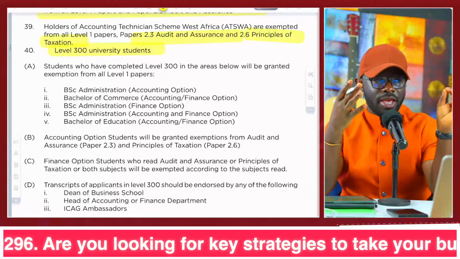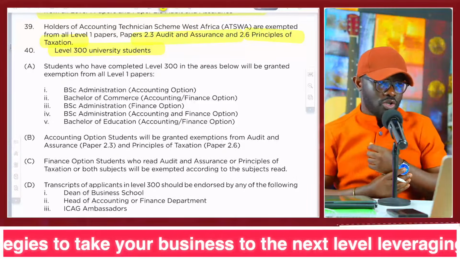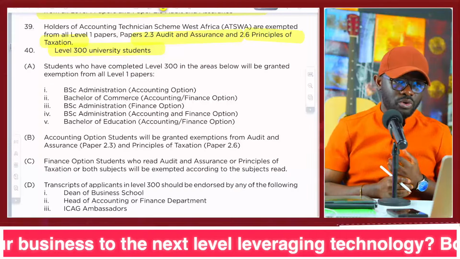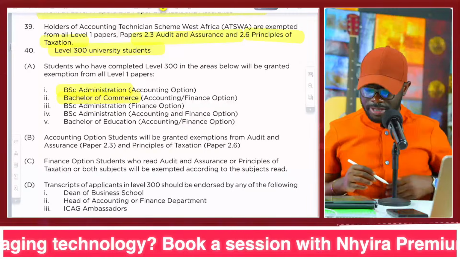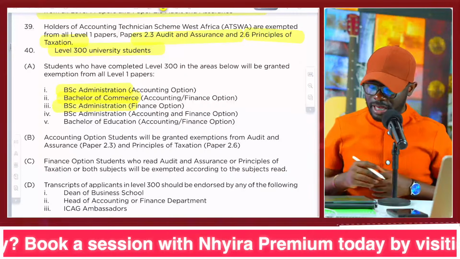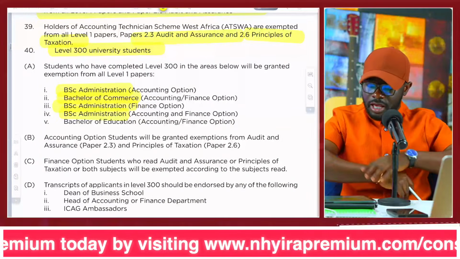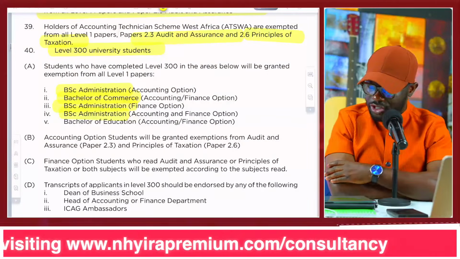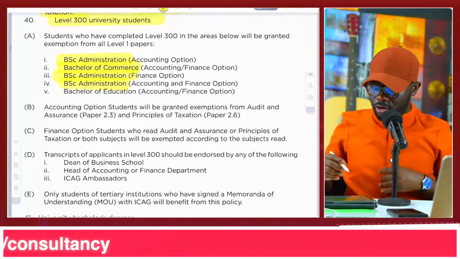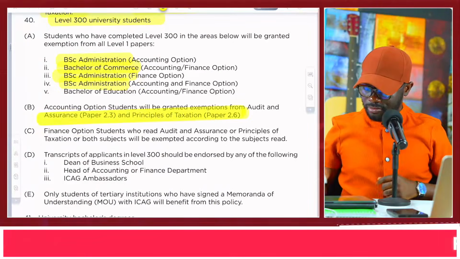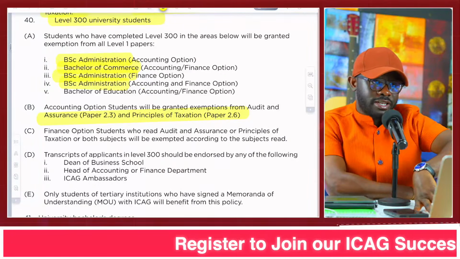Now, if you are also in the university doing accounting and you're in level 300, you can apply. What does that mean? It means you will be exempted from level 1 papers so that you can move in from level 2. So for instance, BSc in Business Administration, Bachelor of Commerce, Business Administration Finance option, or BSc Administration, Accounting and Finance, Bachelor of Education, Accounting and Finance. If you are doing accounting, certainly you'll be exempted from level 1, and then principles of taxation and audit and assurance in level 2.